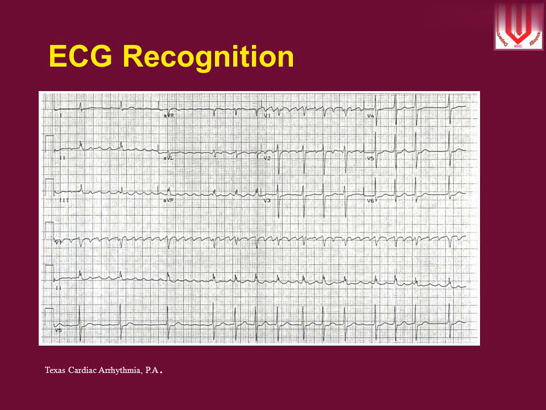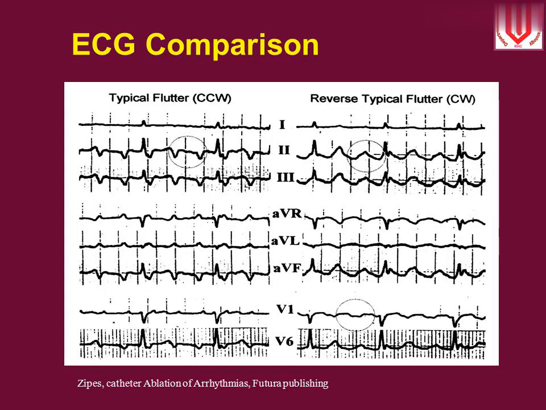ECG comparison, counterclockwise and clockwise. Note that the inferior leads, 2, 3 and aVF, of counterclockwise flutters have a characteristic initial broad sawtooth negative deflection followed by a less pronounced positive wave. In contrast, clockwise flutter has predominantly upgoing flutter waves in the inferior leads that are typically notched and have a slightly negative component.